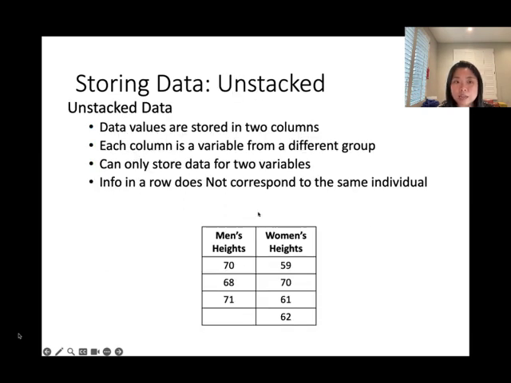Okay, one more time. Unstacked data, we only have two columns, two variables, and each column represents a different group. And the rows here do not correspond to each other. Okay, this is unstacked data.